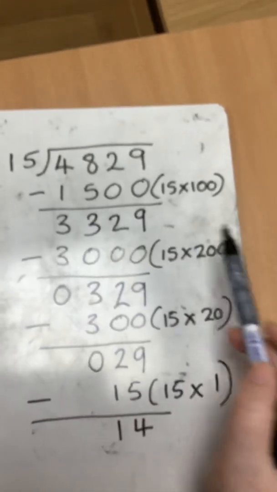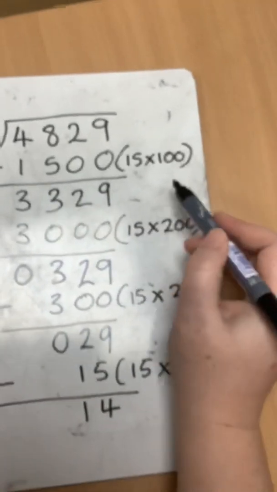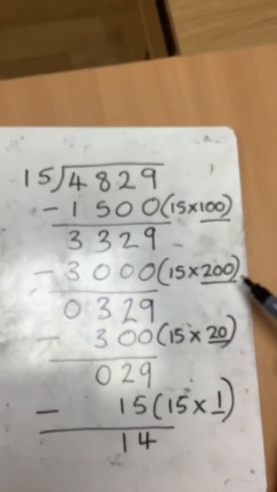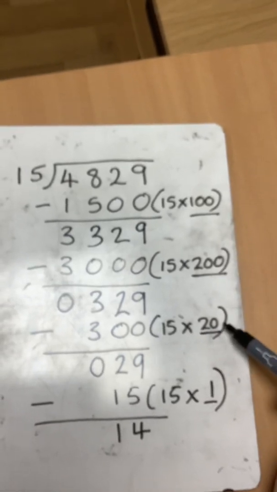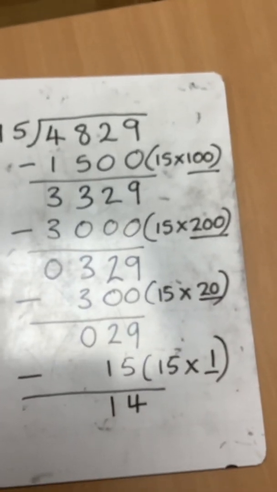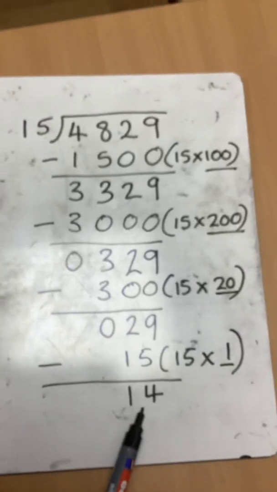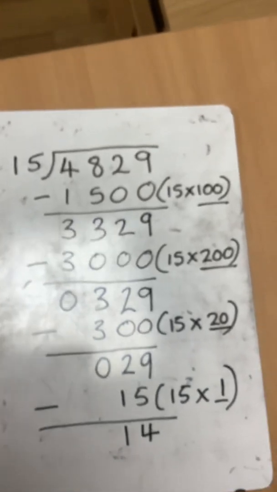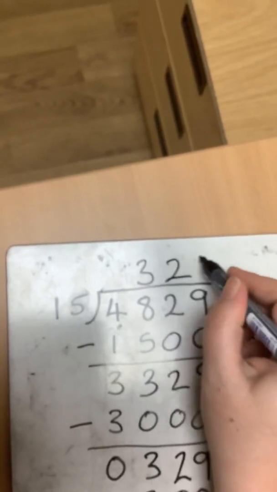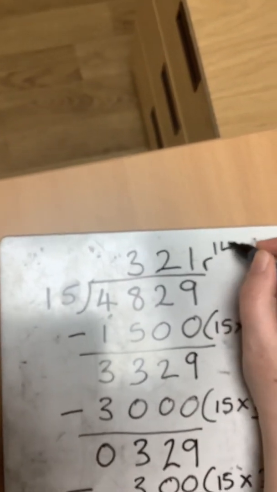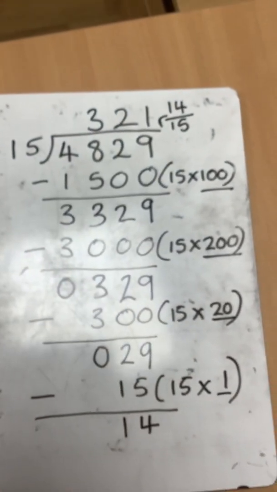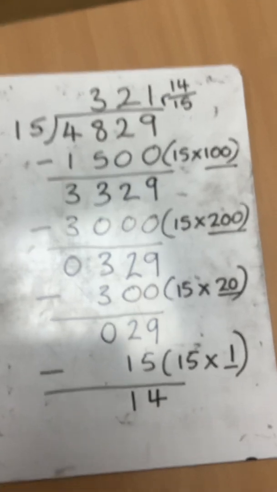Now, to get my final answer, I need to add up how many groups I made. 100, add the 200, add the 20, add the 1. So 100, add the 200 is 300, add 20 is 320, add the 1 is 321, with a remainder, that's what's left over, of 14 out of a possible 15 that I was trying to make. So 321 with a remainder of 14 out of a possible group that I was trying to make of 15. And that is an example of how we can do long division with chunking.